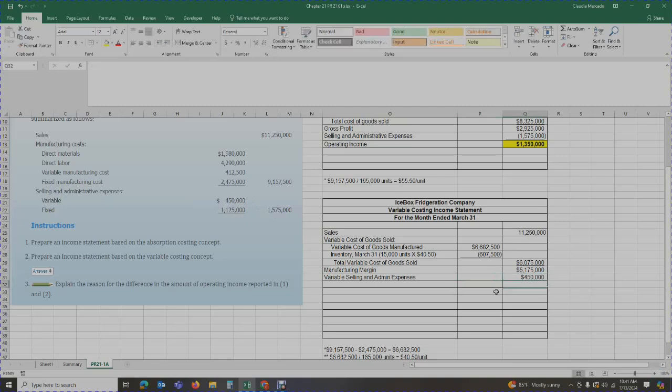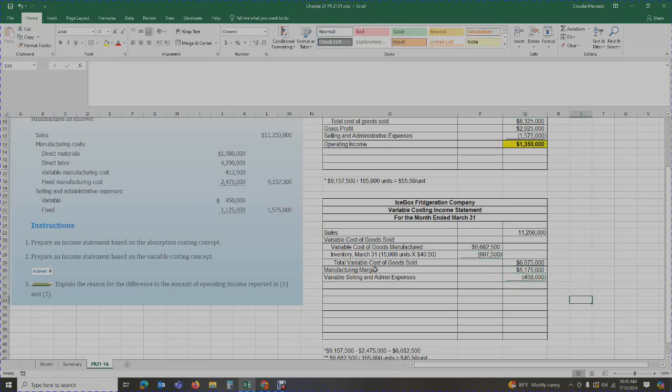So we're going to deduct, now let me put this under minus, and let me format it the same way. I'm going to get my manufacturing margin of 5,175,000, and I'm going to deduct my variable selling and admin expenses of 450, and that's going to give me my contribution margin. So we're going to do that calculation. 5,175,000 minus 450,000 is going to give you a contribution margin of 4,725,000. So that is my contribution margin.